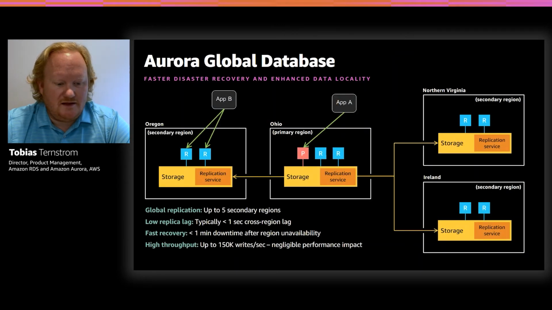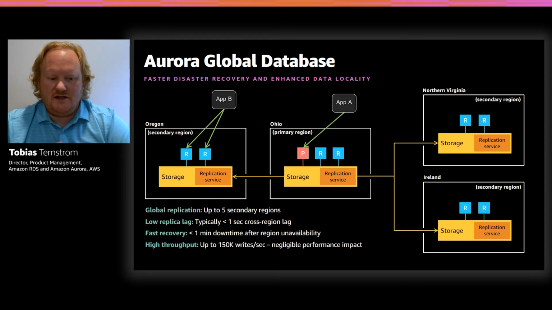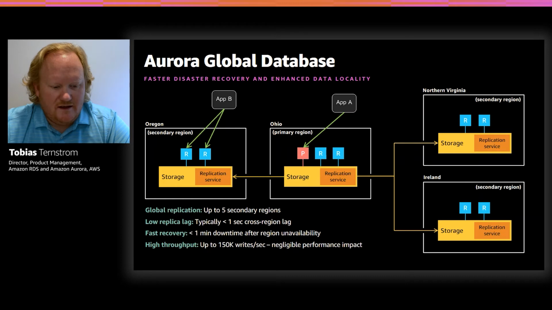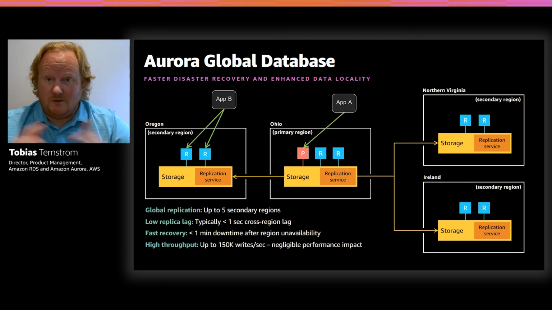So if we zoom in a little bit into what you can do with Aurora Global Database. Here we have this setup where we have the primary in the Ohio region, and the app is running against the primary, probably doing both reads and writes. And we have the storage tier that replicates the data to the Oregon region, as well as to Northern Virginia and to Ireland. And this replication then gives you support for up to 5 secondary regions. So you can have a total of 6 regions in your global database setup, a primary and 5 secondaries.